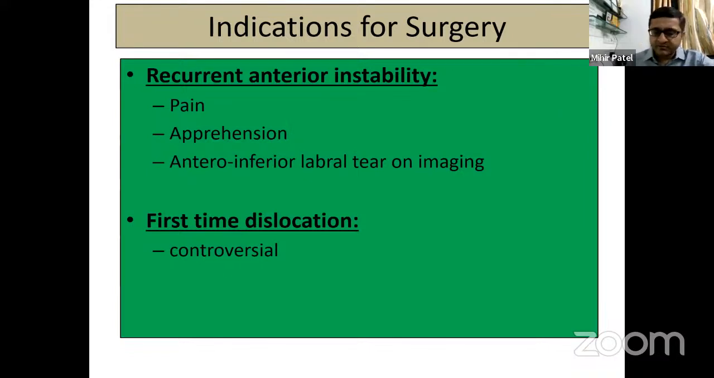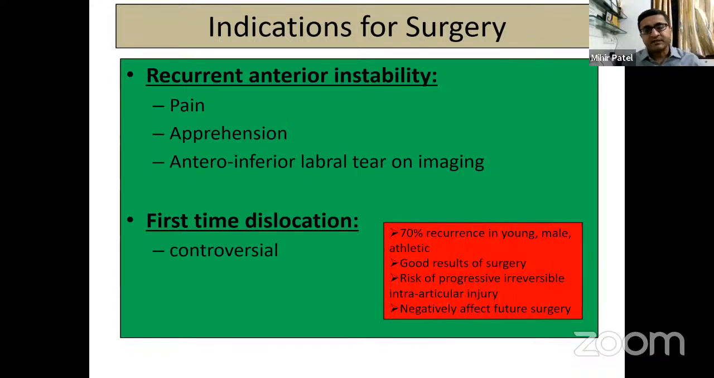Now, the indication for surgery in a first-time dislocator is very controversial and a matter of debate. However, because we do a lot of arthroscopic surgeries and we see a lot of pathologies in patients coming a second and third time, this is the kind of information that we have to remember before taking a decision whether we are going to give surgery to a first-time dislocator: that 70% of the first-time dislocators are going to dislocate again, specifically these young, exercise, athletic kind of male population.